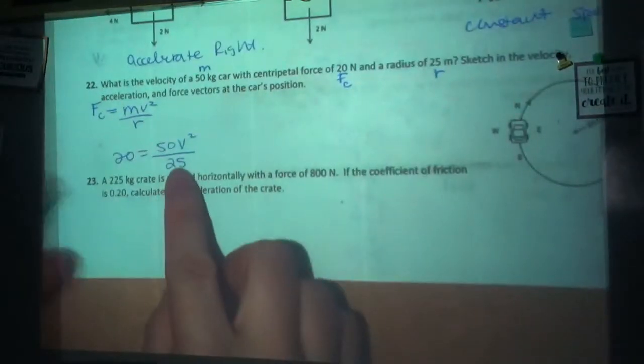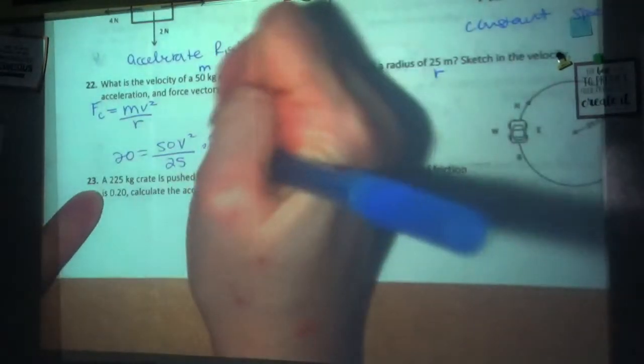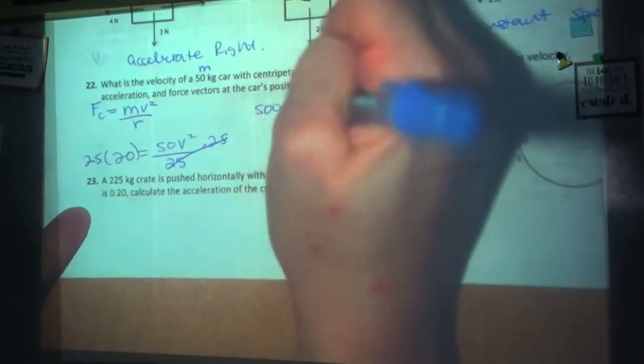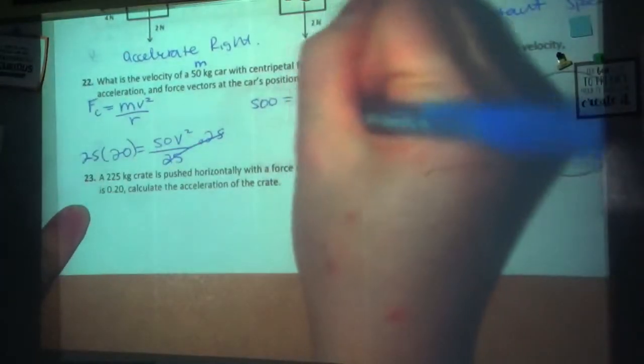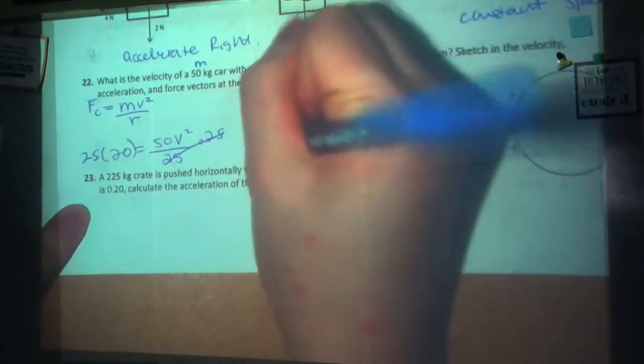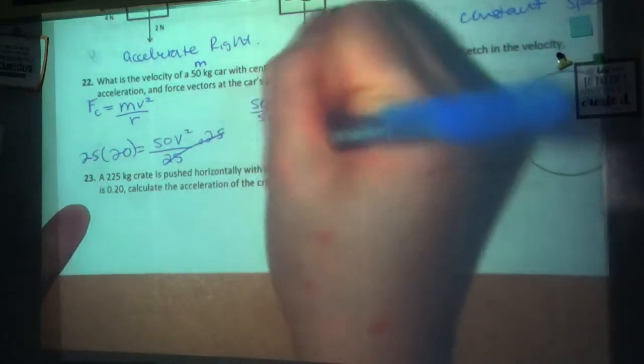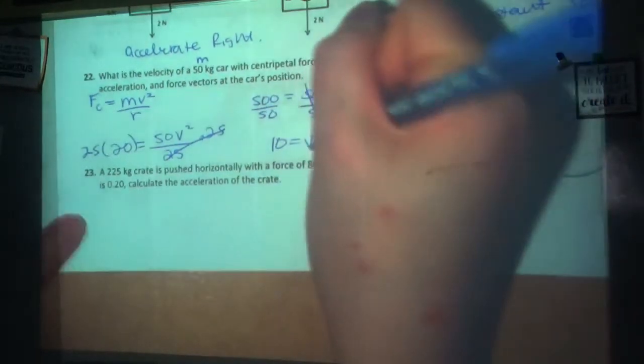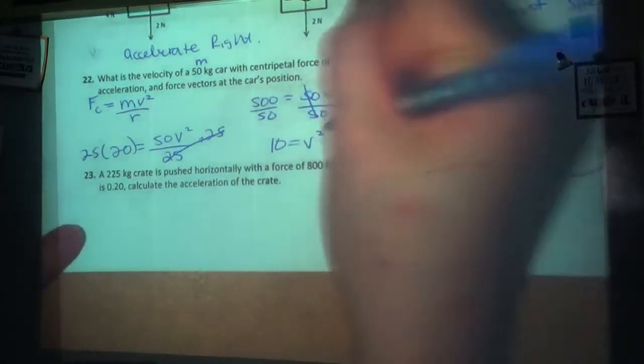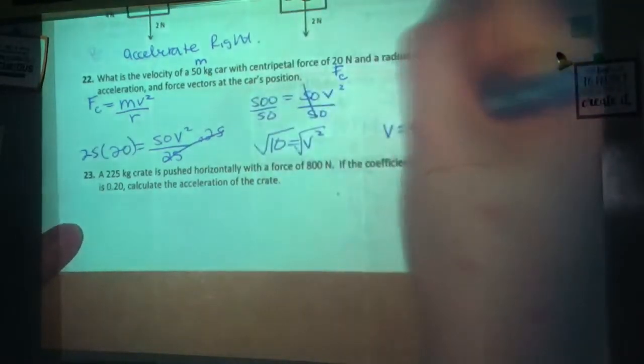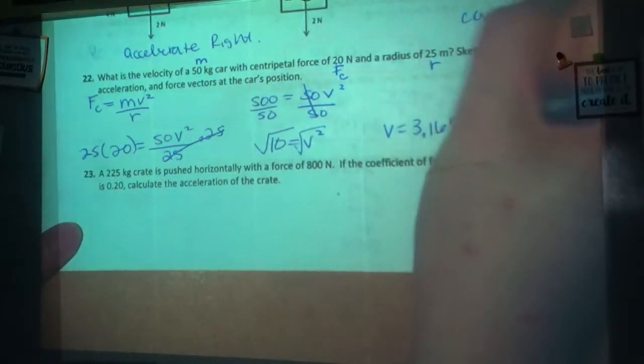Now, if you have something on the bottom, you can just multiply that up. So then you get 500 equals 50 V squared. And then you need to divide the 50 over. So you get, I can do this, 10 is V squared. And then that's what the velocity squared is. I want the velocity, so I'm just going to square root. And that's where you get velocity is 3.16 meters per second.